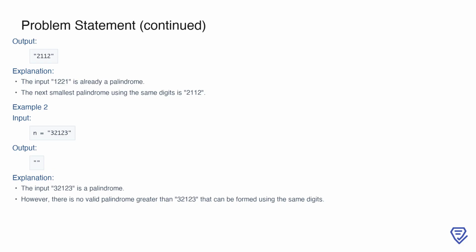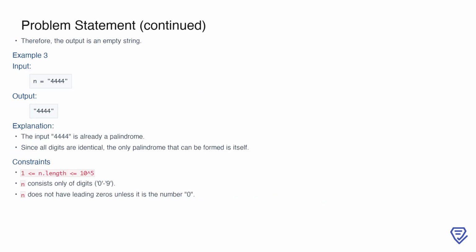Now take the input n equals 32123. This number is also a palindrome, but in this case, it is impossible to rearrange the digits to form a new palindrome that is greater than 32123. Therefore, the output in this scenario is an empty string.